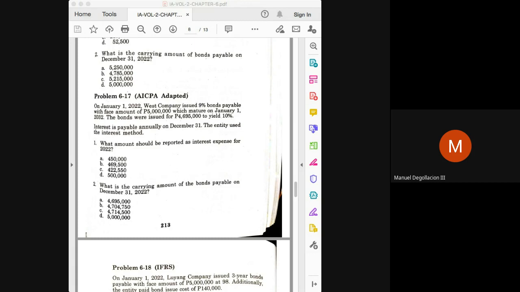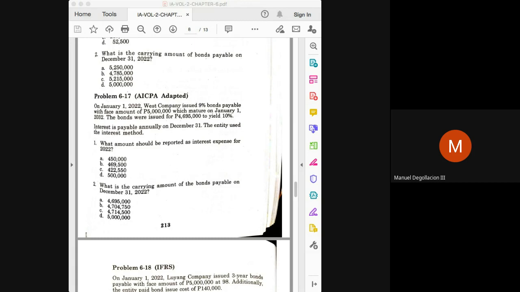Next would be the alternative solution. What's our alternative solution? Start with the previous carrying amount and then just add or deduct the amortization for the year. In problem 6-16, we deducted the amortization because it was a premium. In this case, we'll be adding the amortization. How much was the previous carrying amount? In this case, the initial carrying amount, 4,695,000. Then you add the amortization, which is 19,500, and you would still arrive at 4,714,500.